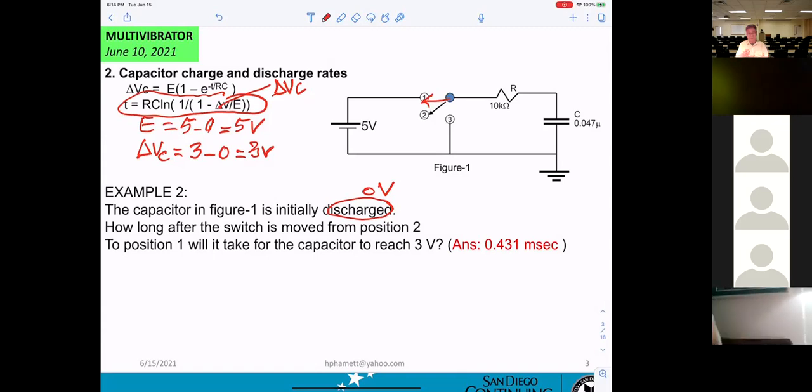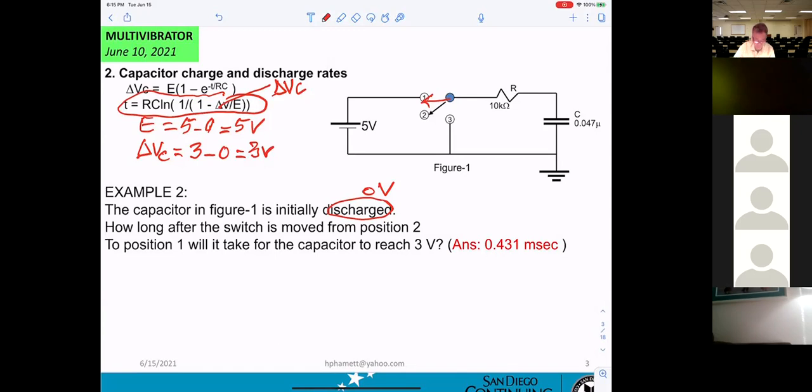Initial what? The initial, that means discharging. The initial voltage. So the initial, which is 3 volts. No. The capacitor is initially discharged, so 0 volts. 0 volts. Oh, okay. Now what does "try to reach" mean?